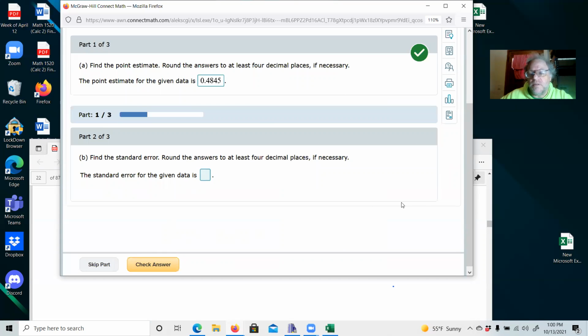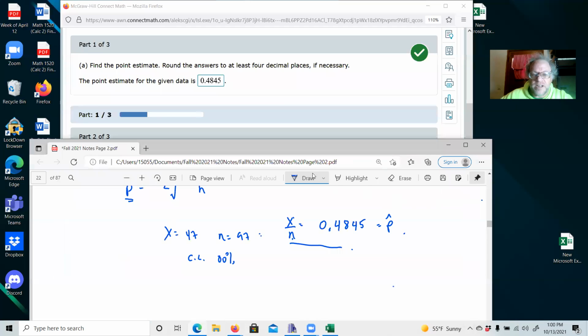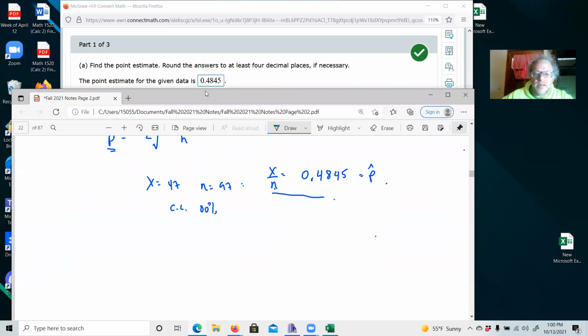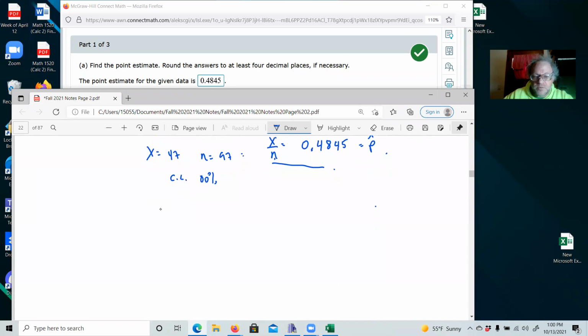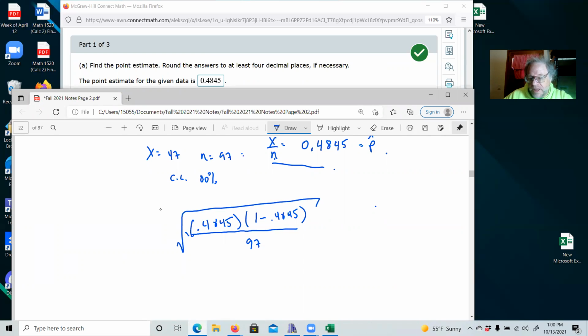Find the standard error. Okay, so this is like a last century kind of a problem. We're not going to ask you to do this specifically, but the standard error is this part right here without the z. Okay, so just this part right here. So what we're going to do is we're going to say 0.4845 times parentheses 1 minus 0.4845 divided by how many things we have, which is 97, and we're going to take the square root of all of that. Let's take this in turn.